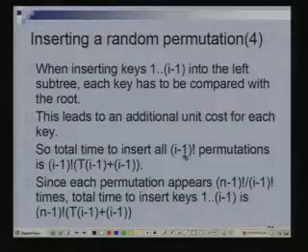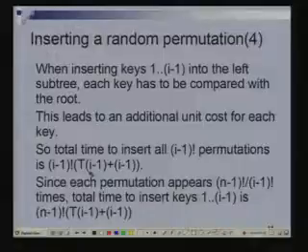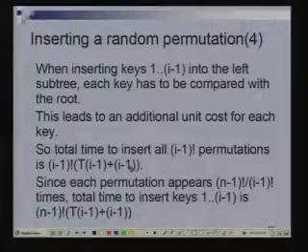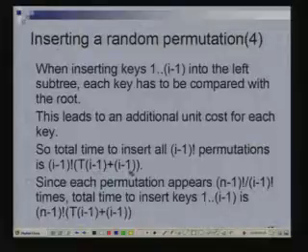So, what is the total time to insert all the I minus 1 factorial permutations then? Well, recall T of I minus 1 is the average time to insert I minus 1 keys. In the tree that I am creating, I am taking 1 unit extra for every node that I am inserting, because first I am comparing it against the root. So, this is the average time I am taking to insert the I minus 1 keys in my tree.